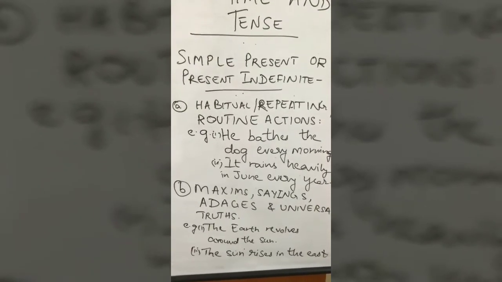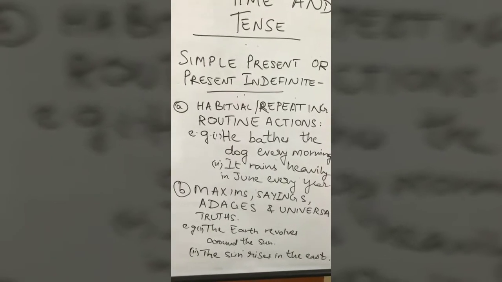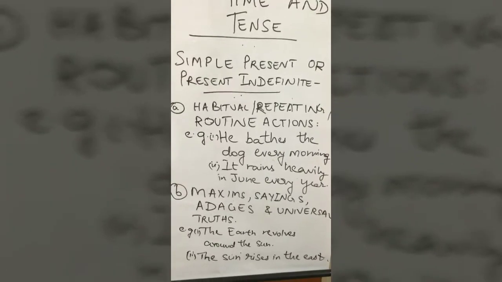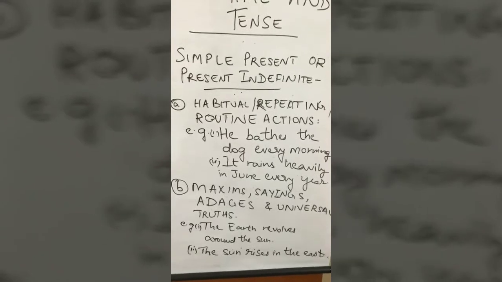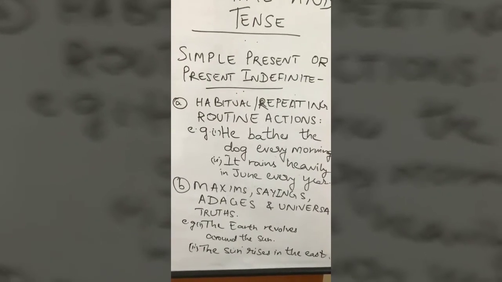Similarly, the sun rises in the east. It's wrong to say the sun rose in the east. That is in the past. It means it's not going to repeat again. But if it's a habitual action, or if it's a maxim or a saying or a universal truth, we always have to use simple present or present indefinite.